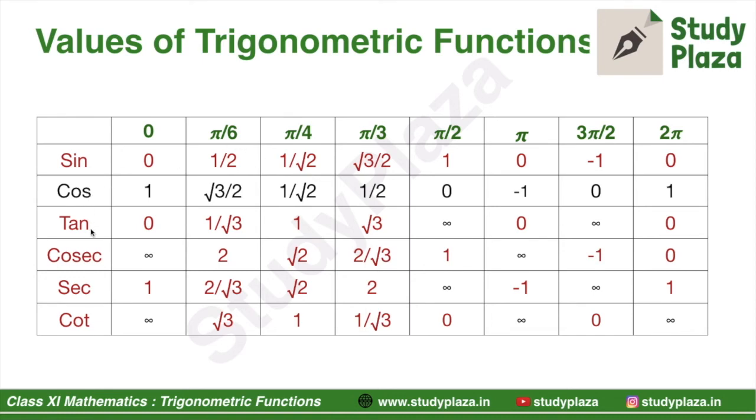But tan and cot repeat their values after an interval of pi. That is, tan 0 is equal to 0 and tan pi is also 0. Similarly, cot 0 is infinity and cot pi is also infinity. Hope you have understood how the values get repeated.